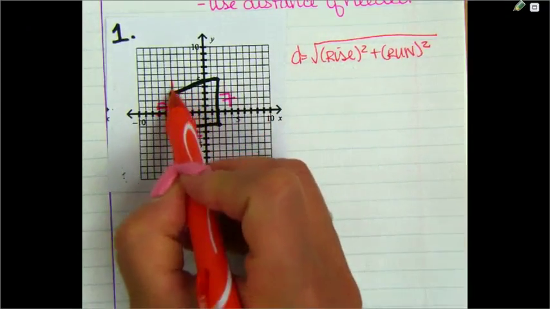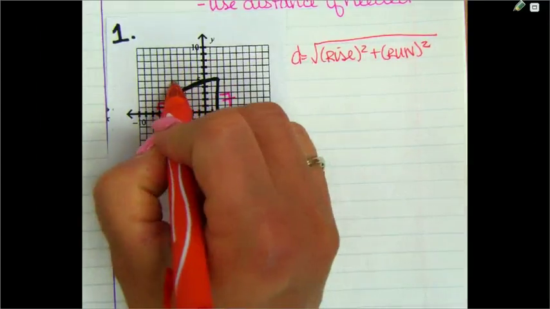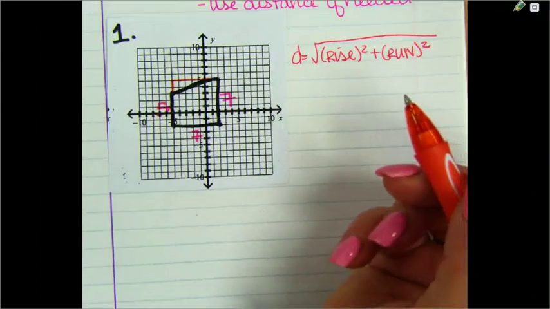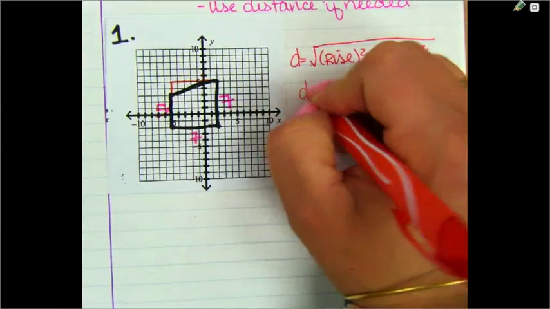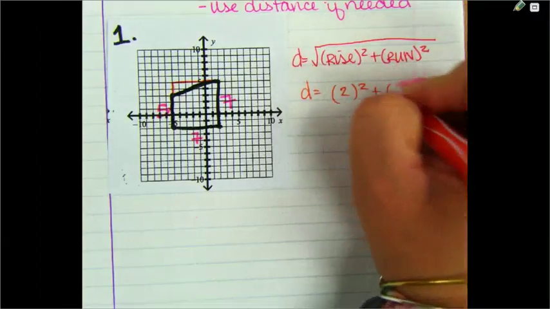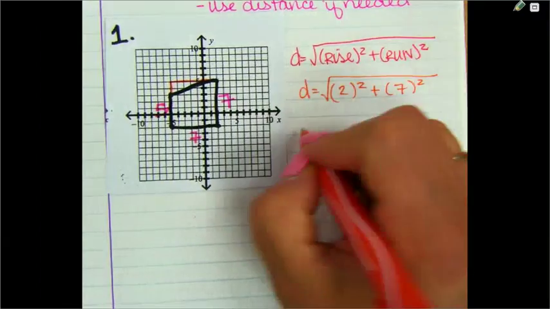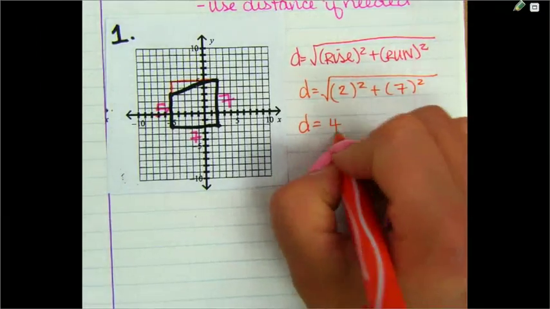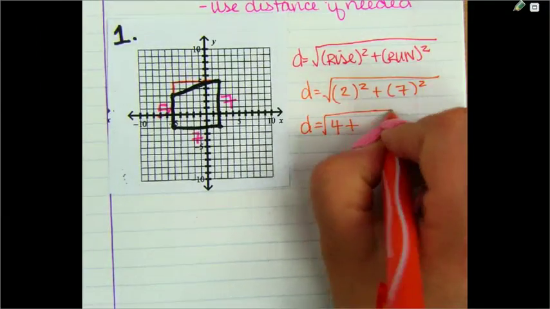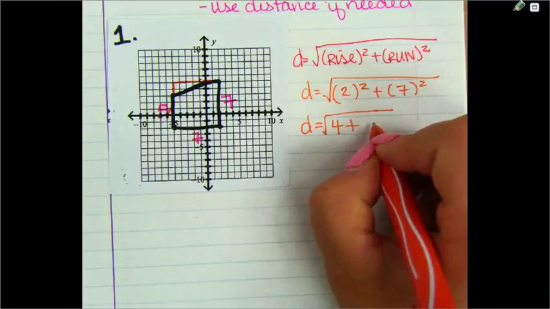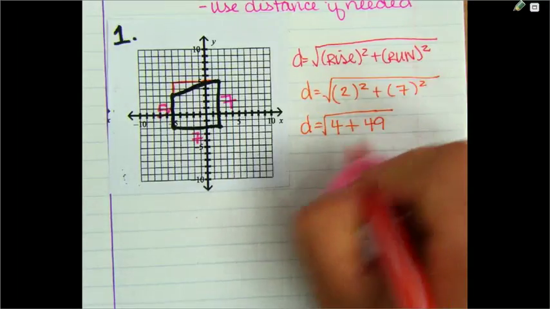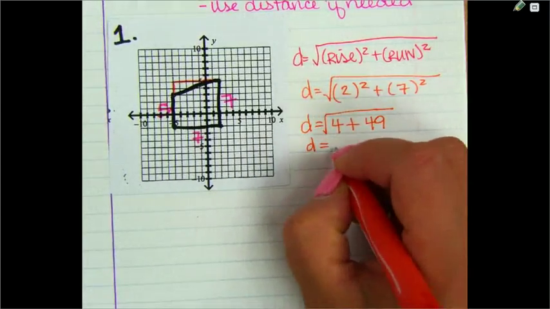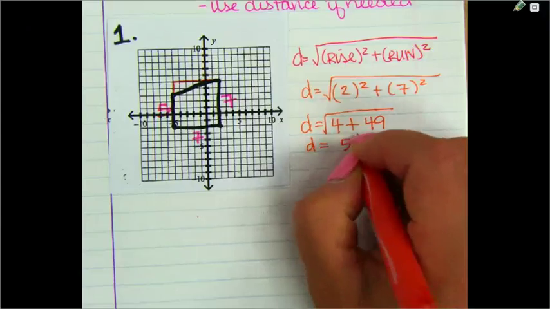So here we go. How many did you rise? 2. And how many did you run? 7. So we rise 2 and you ran 7, yes? All right. So we get distance equals, what's 2 squared? 4 plus what's 7 squared? 49. What do you get when you add those? 53.